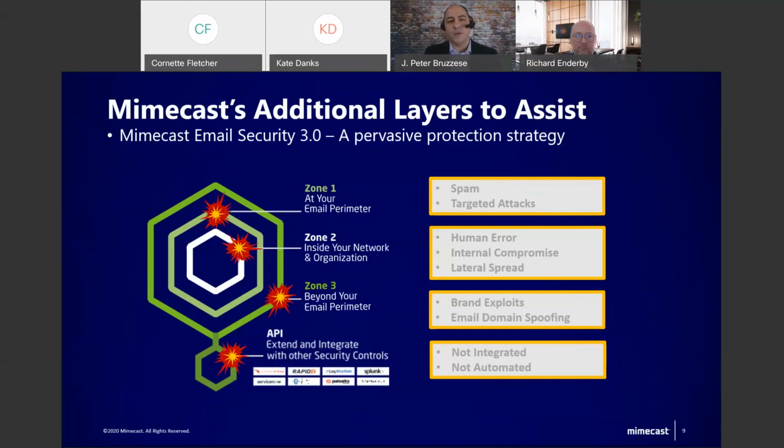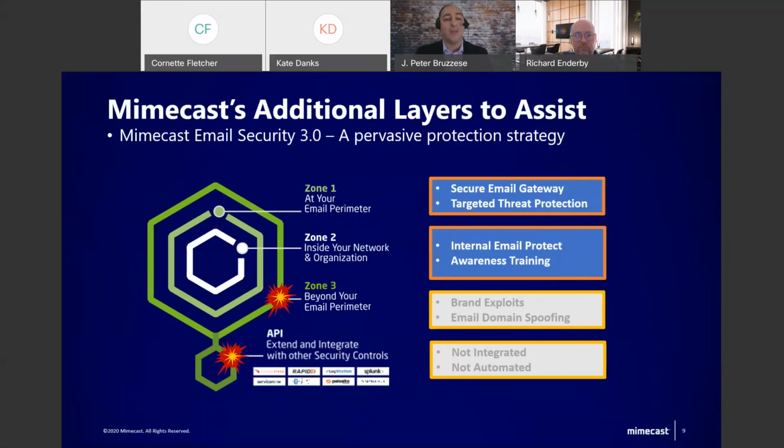So, these are all things that we have to look at. And that's where Mimecast really comes into play because, from a zone one perspective, they have definitely looked at this and said, okay, so we provide our secure email gateway and targeted threat protection. That's great for the first zone. What about internally? Well, they also have internal email protection, and then they have awareness training.